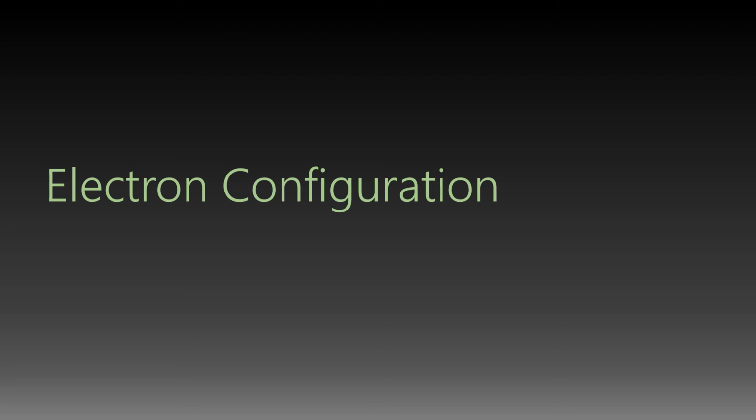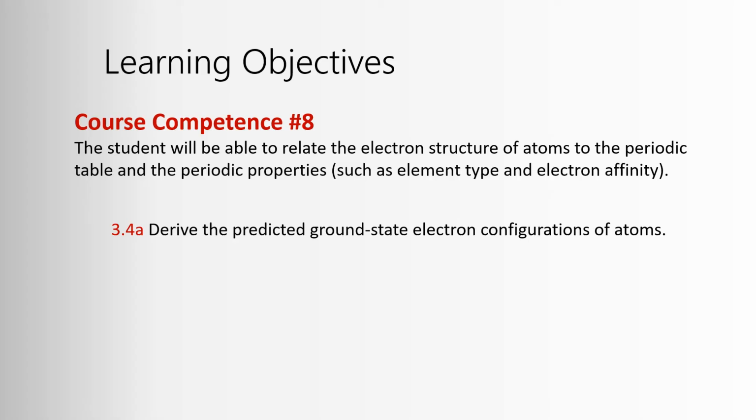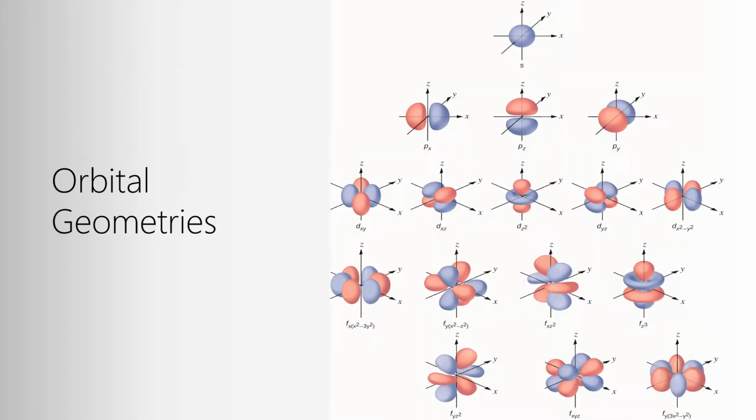The topic for this video is electron configuration. So now we're going to take the quantum mechanical model we talked about in the last video and talk about how the electrons fill into this quantum mechanical model. This is going to be focused on deriving the ground state electron configurations of the atoms, which again goes back to connecting the electronic structure of an atom to its periodic properties.